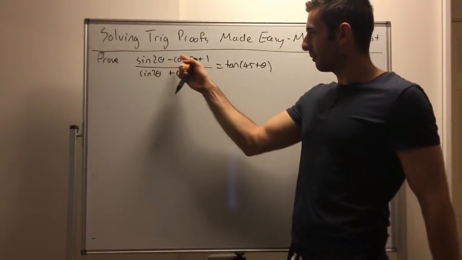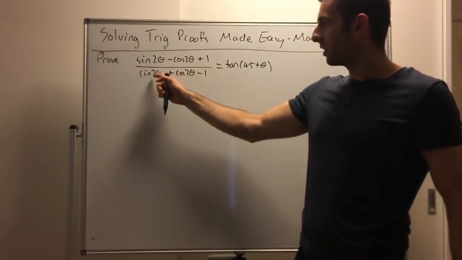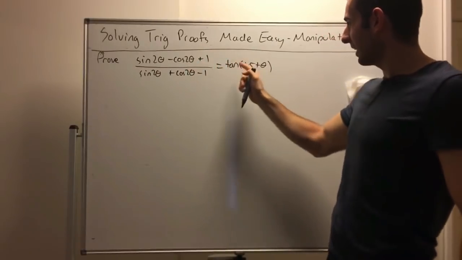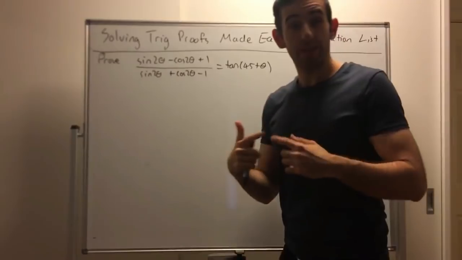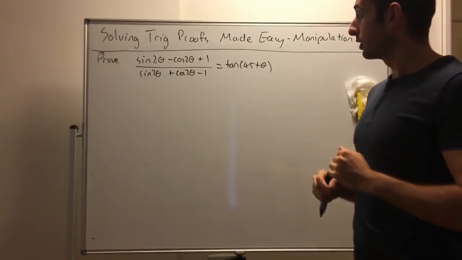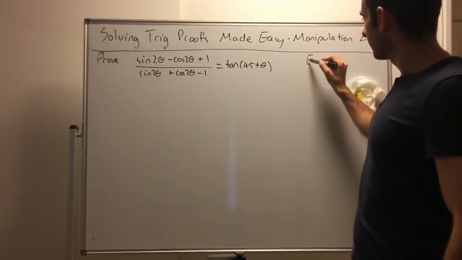Prove sine 2 theta minus cos 2 theta plus 1 over sine 2 theta plus cos 2 theta minus 1 equals tan brackets 45 plus theta. So this requires some more advanced trigonometry formulas. So let's start the process. Let's write our list down.